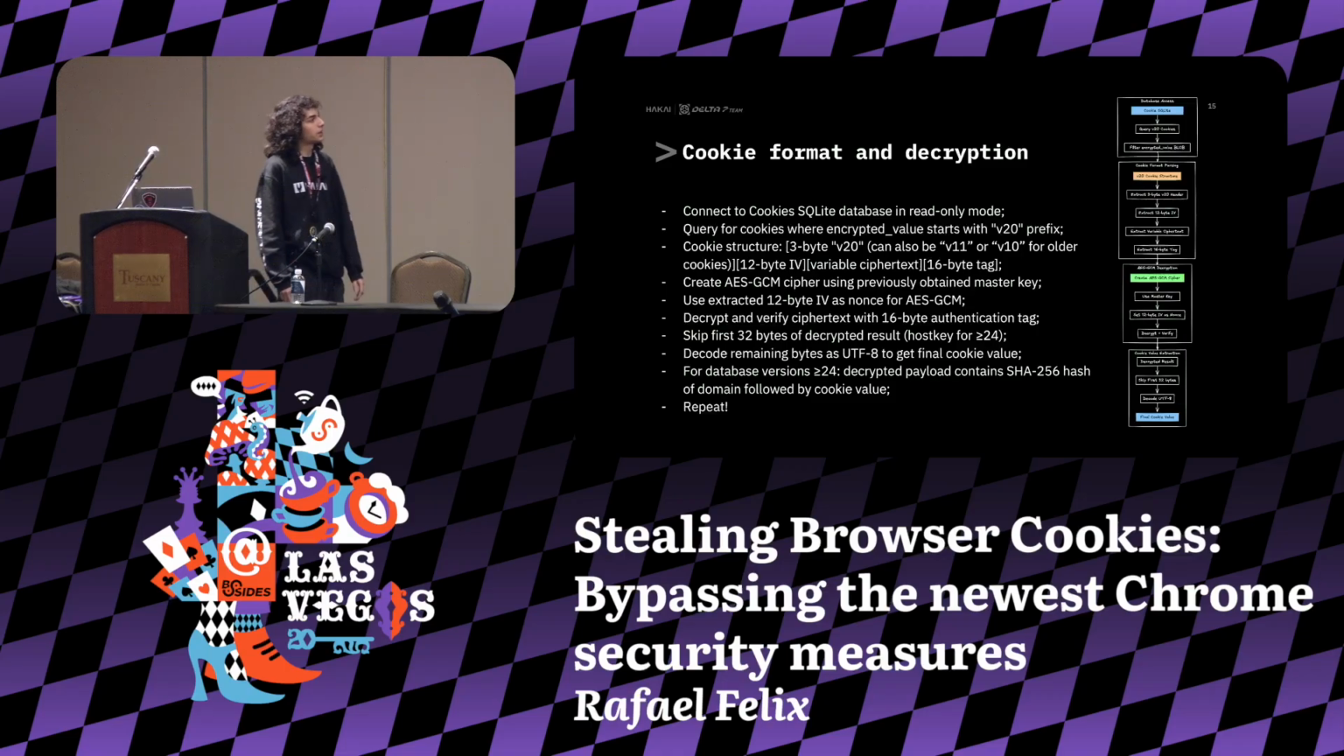So we connected the cookie SQLite database in read-only mode, query for the cookies with the encrypted value. Then the cookie also has a structure. So we have a 3-byte prefix at the start, which defines in which version the cookie was saved. That actually counts as backwards compatibility, since someone can obviously have older cookies when they were saved on older versions of Chrome. So having this check also helps getting the most data possible.